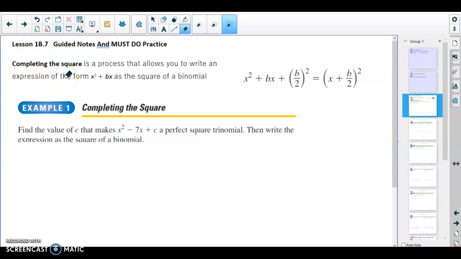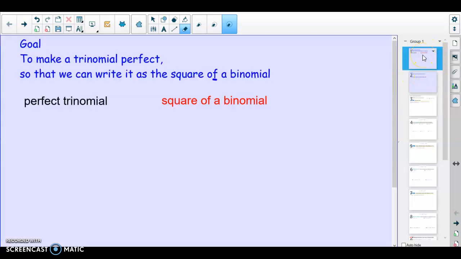Completing the square is a process that allows you to write an expression of the form x squared plus bx as the square of a binomial. What do we mean by that? Our goal is going to be to make a perfect trinomial so that we can write it as the square of a binomial. So let's start with, what do we mean by perfect trinomial?